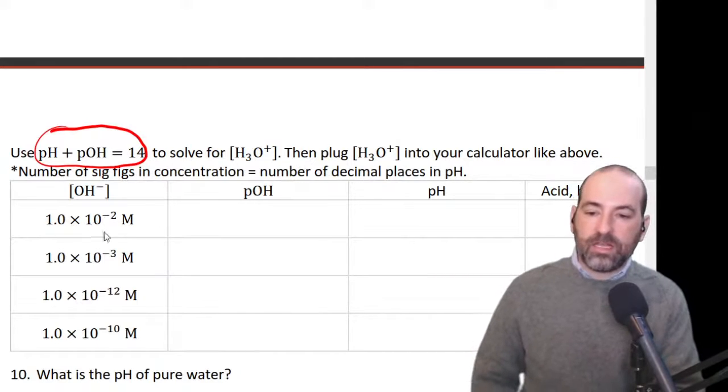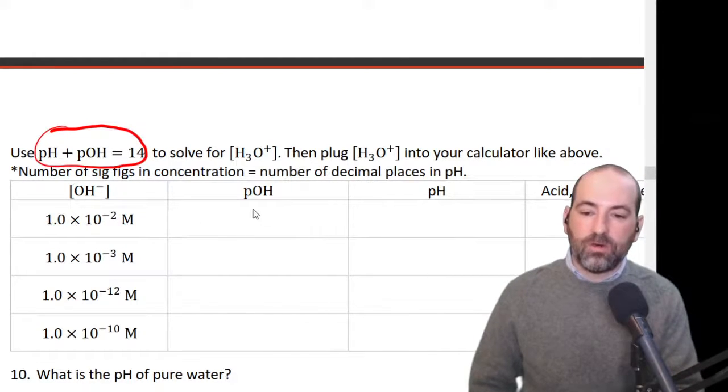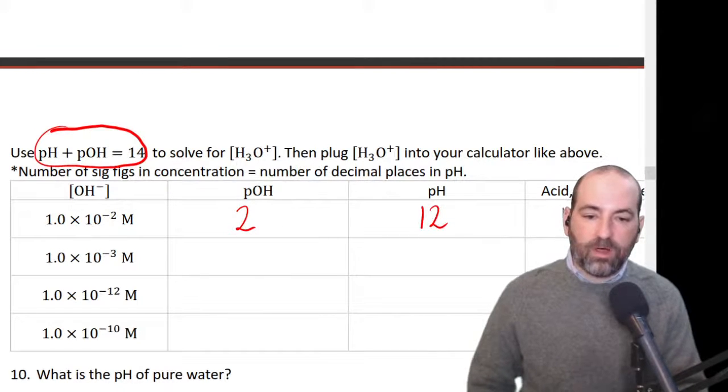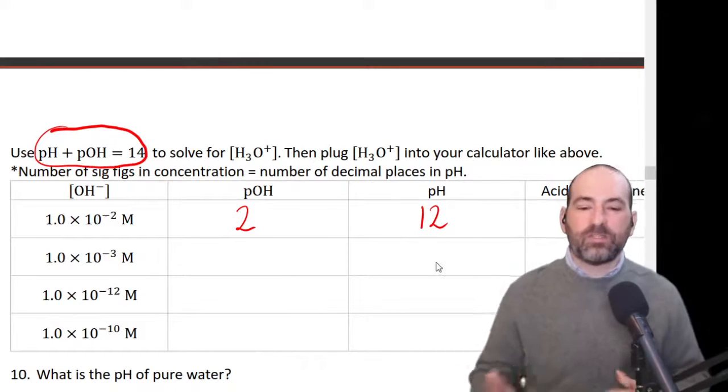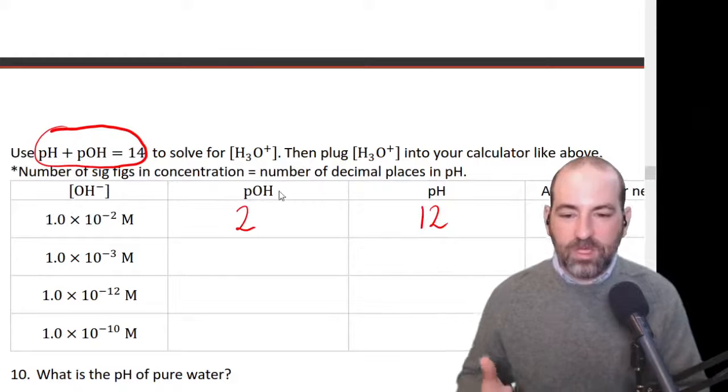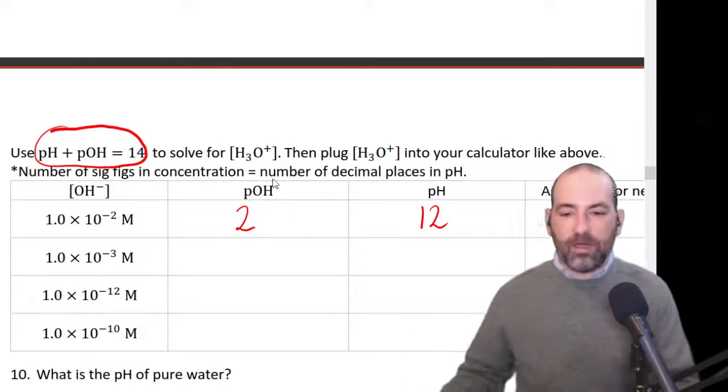So if our hydroxide concentration is 10 to the minus 2, our pOH is 2, and then our pH is 12. And that would also be a base, right? Because we always kind of measure things based on the pH. We can use the pOH to help us in that way.